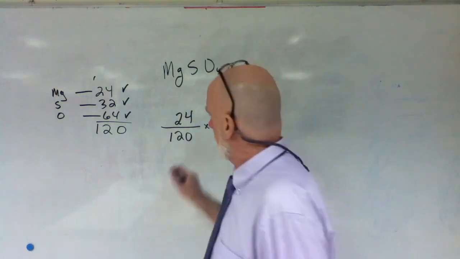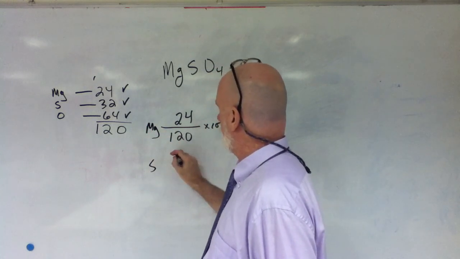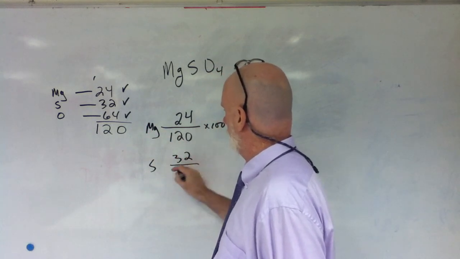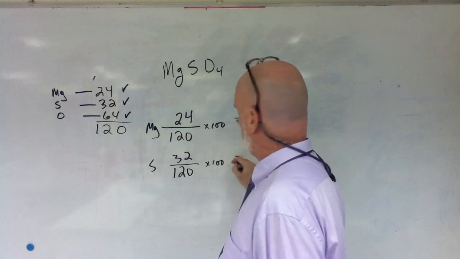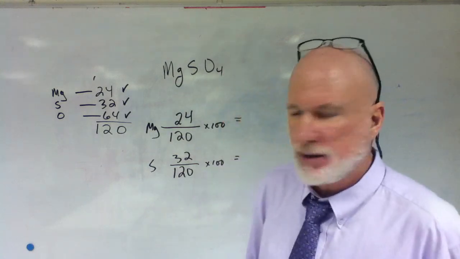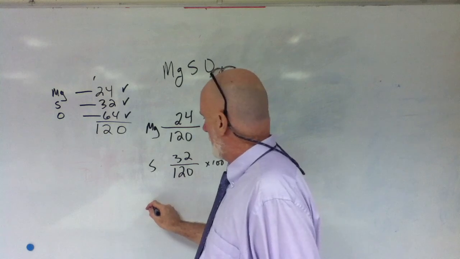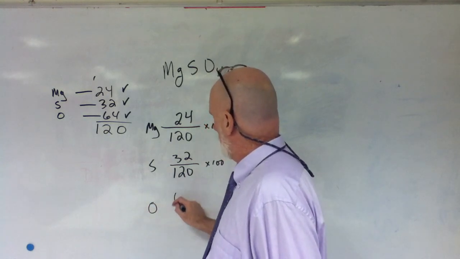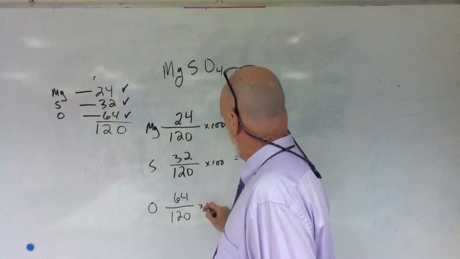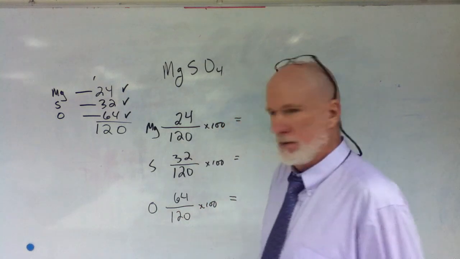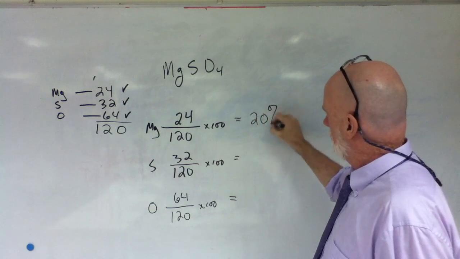That's magnesium. And sulfur would be 32 over what? 120 times 100. Somebody, Sarah, would you help me out? Somebody start doing these calculations so when I come back to them you can do that? And this will be oxygen, which will be 64 over 120. Magnesium equals 20%. 20%? Yeah. Sulfur is what?